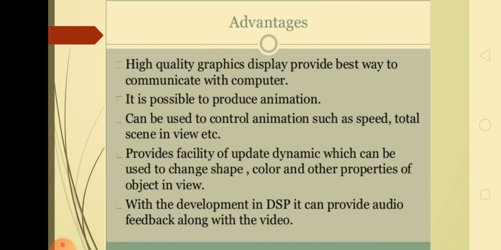What are the types of shape? Circle, curve, ellipse, square, rectangle. These are the types of shape. Then the last point: with the development in DSP, it can provide audio feedback along with the video. This is displayed by the monitors.